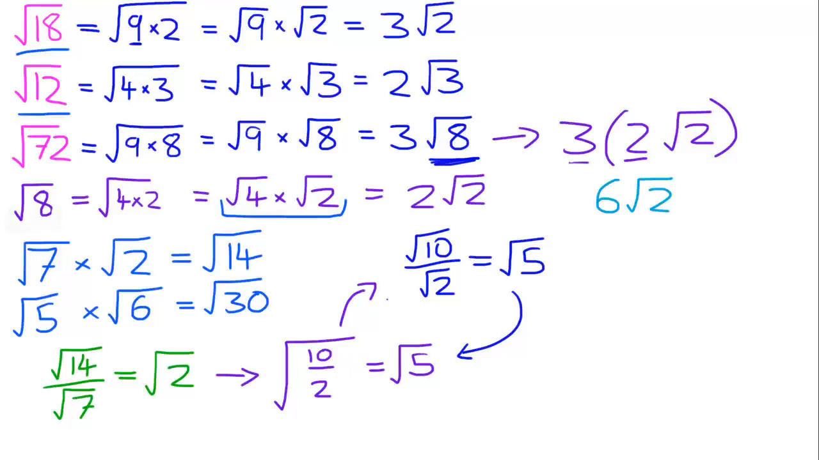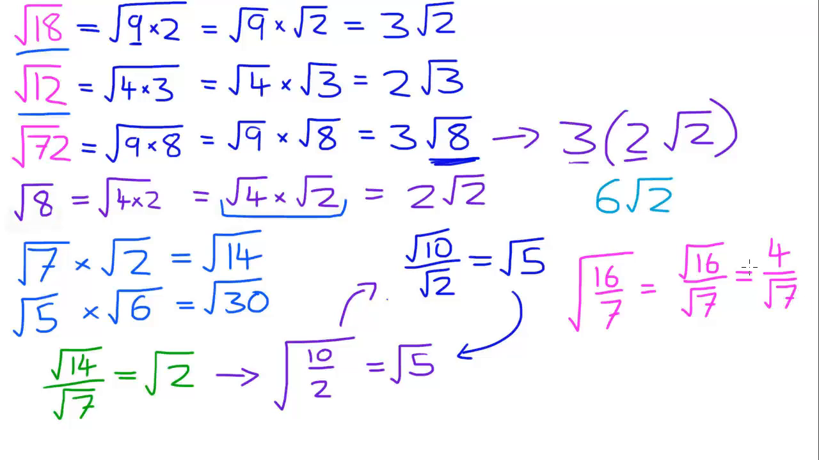So maybe we have, let's choose a new colour, let's say we have the root of 16 over 7, and we don't know what that is. Well, then we can say it's the root of 16 over the root of 7, and that root 16 at least is equal to 4 over the root of 7.